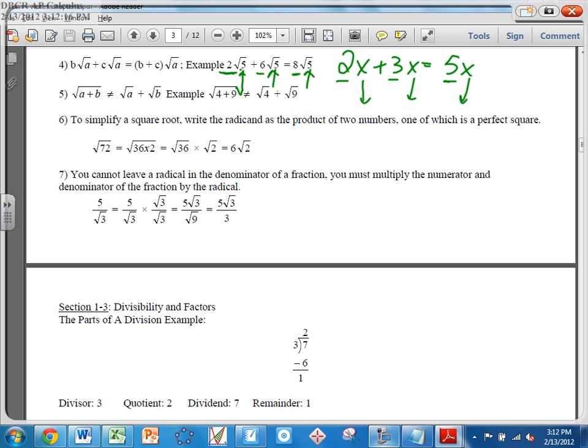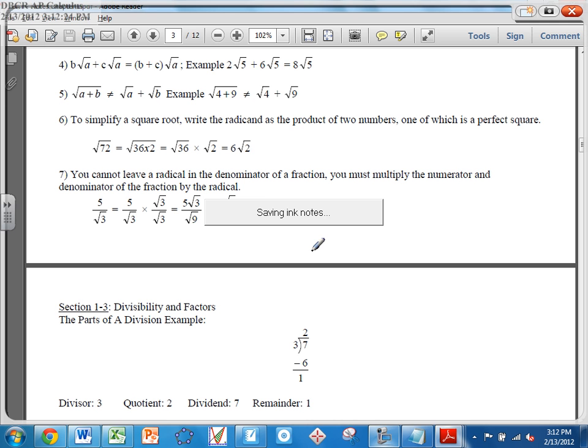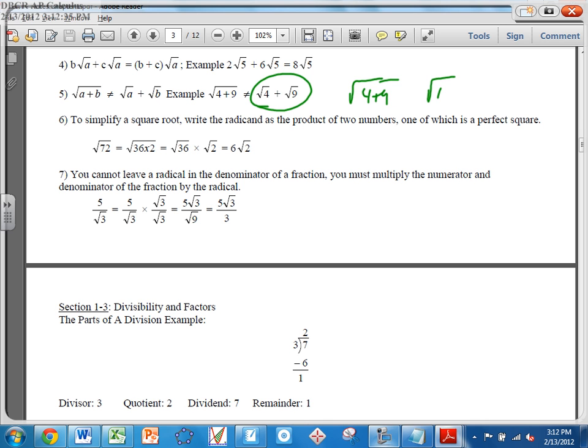Number 5 is very important to notice, and a lot of people mess this up in the very simple example given here. If you wanted to know what the square root of 4 plus 9 is, you cannot break it up into components. This does not work. Try it. Square root of 4 plus 9 is really the square root of 13. Well, if you do it this way, you end up getting 2 plus 3, which is 5. Is the square root of 13 the same thing as 5? Absolutely not. So you cannot break up two addends that are underneath the radical.